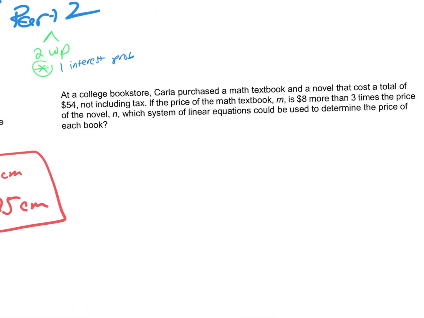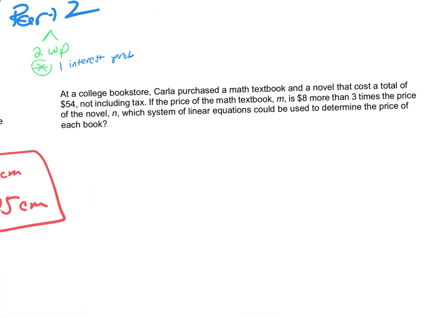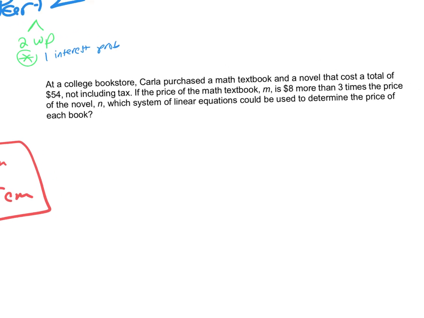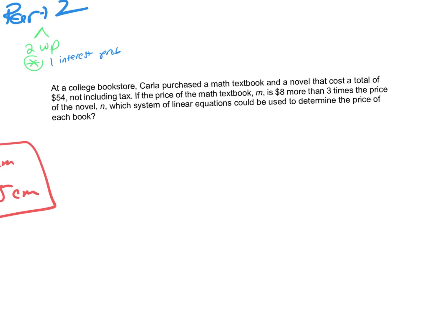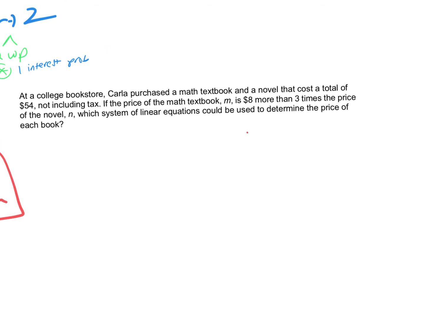Look at number 2. Remember, we're talking about 2 things, 2 variables. I personally would have you guys write x equals, y equals, so at the beginning, you know what you're working with. It says at a college bookstore, Carla purchased a math textbook and a novel. What are the 2 things that Carla purchased? Textbook. What kind of a textbook? So x equals math, I'm going to say, and y equals what? A novel. Do you have to make it x and y?